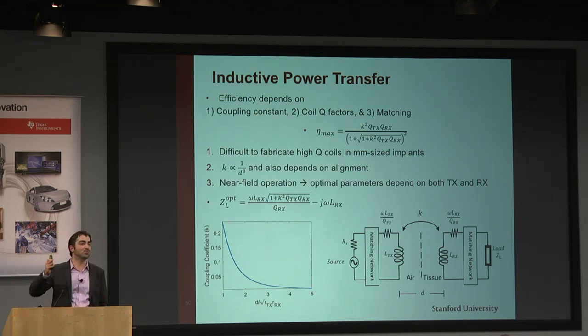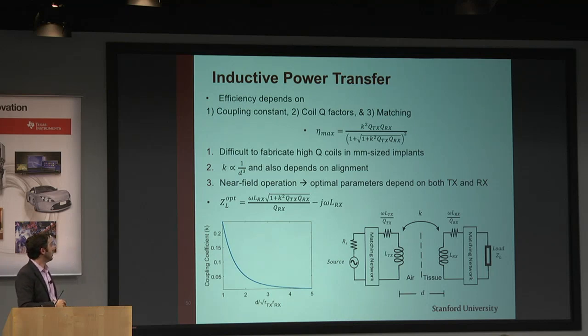The three parameters are the coupling coefficient, the Q factors, and the matching. And the problem with any sort of coil power transfer, if you've designed one, is that it's very difficult to get very high Qs. So if I look at this equation, I really need high Qs and high Ks. At least one of them needs to be very high. It's difficult to get high Qs at the frequency of interest. So that's one problem. The other problem is the coupling coefficient goes as 1 over d cubed.